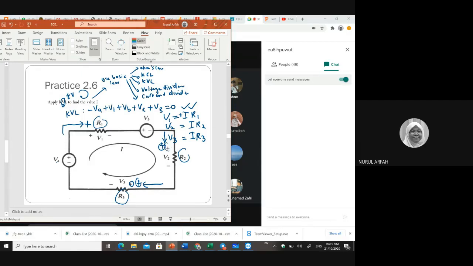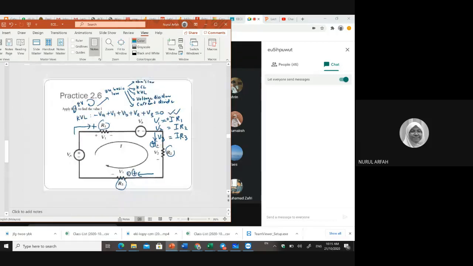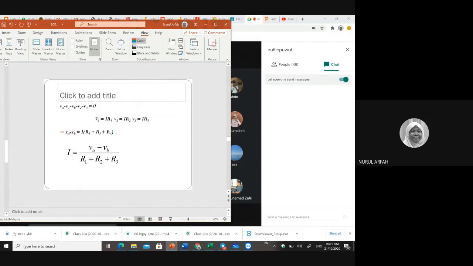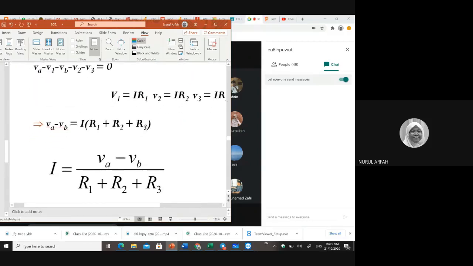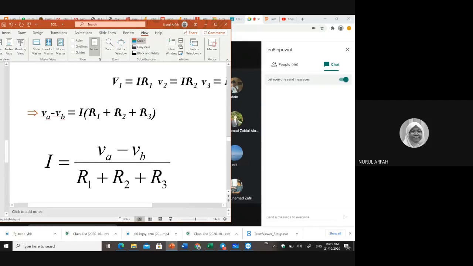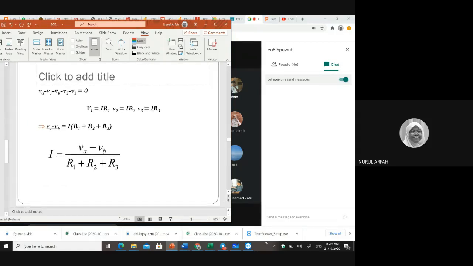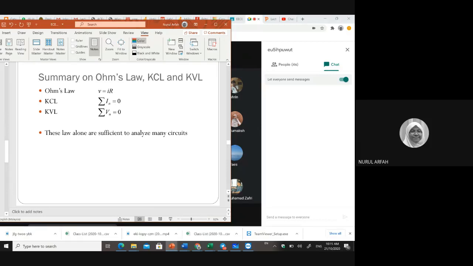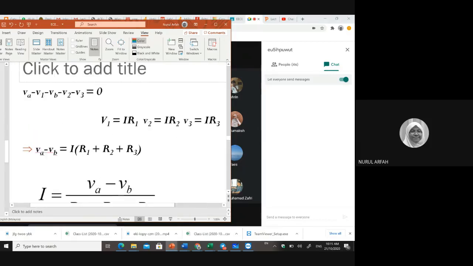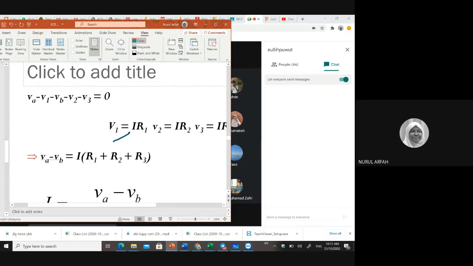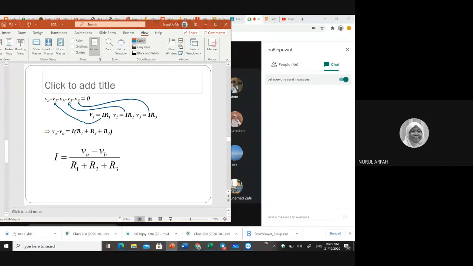Okay, and then you can substitute into the equation, and what will you get? Something like in the next slide. You just rearrange and then you will get VA minus VB divided by the summation of all resistance. This one is just straightforward, so I don't write down one by one. But I hope you do understand this, right? You just substitute into the equation here, here, and here. If you are confused, you stop me.